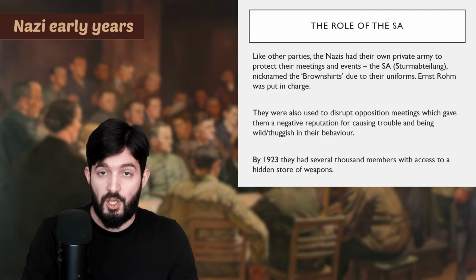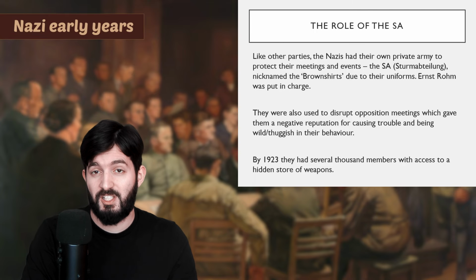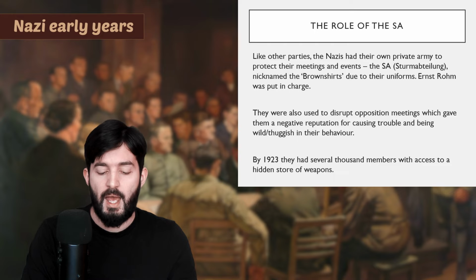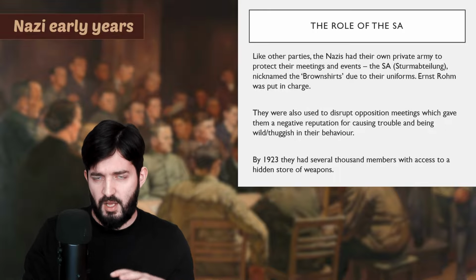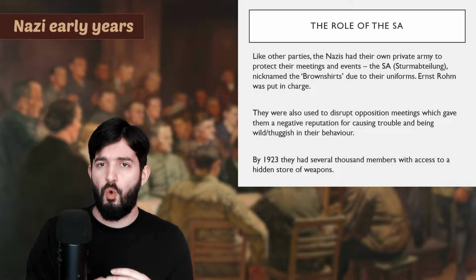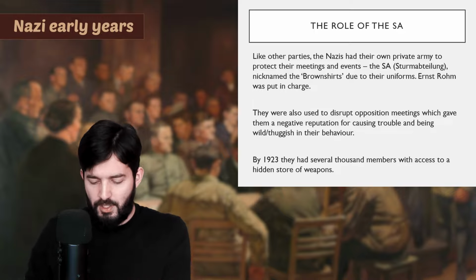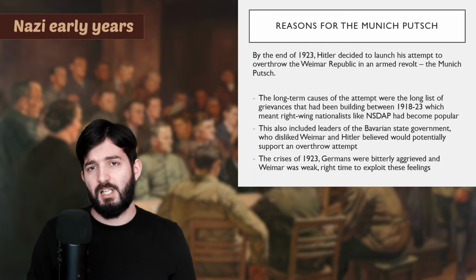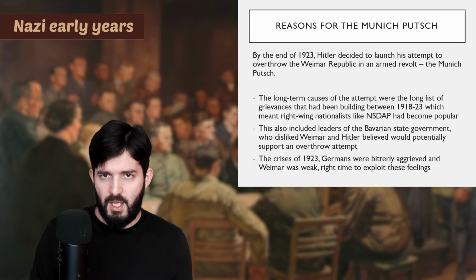So by 1923, you now have the SA having membership that runs into the thousands, and they also had access to a hidden store of weapons. So as a consequence of these two things, the growth of the Nazi Party and its organization, and additionally their popularity, along with the growth of the SA, by 1923 Hitler finds himself in a position to try and make a bid for power in Germany, which takes us to the Munich Putsch.